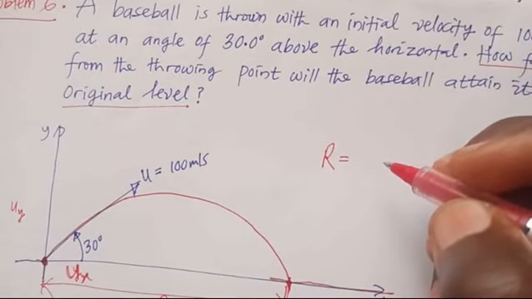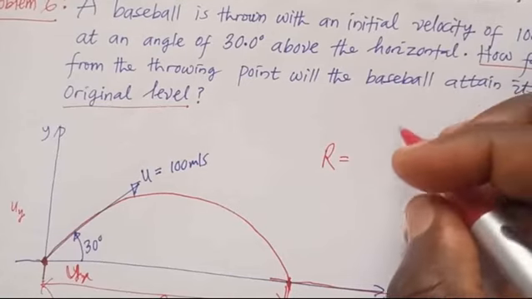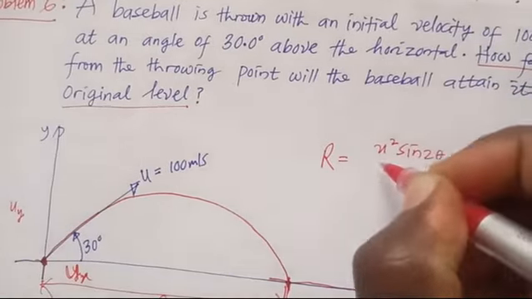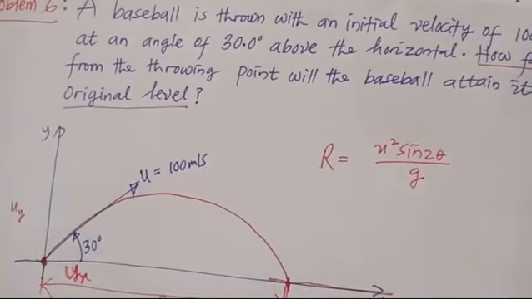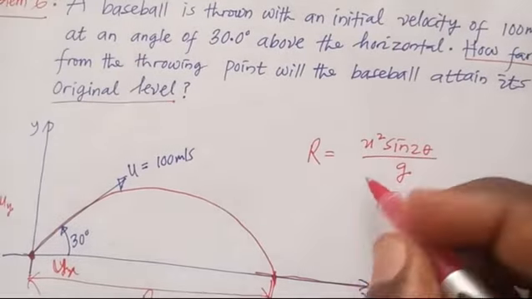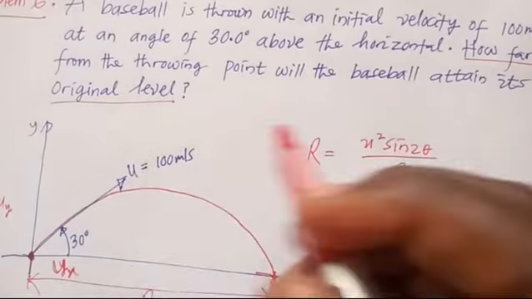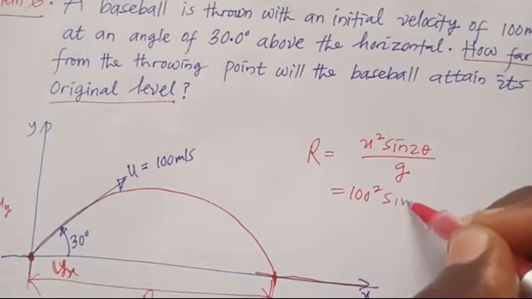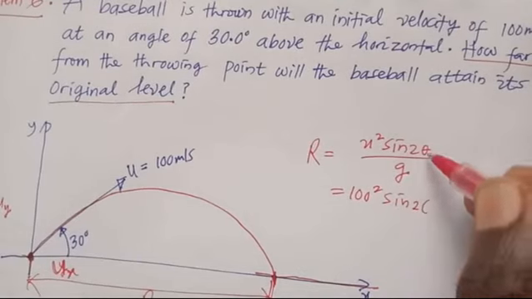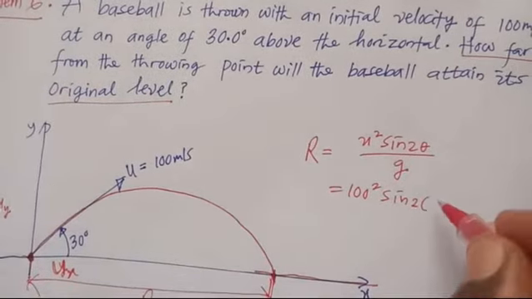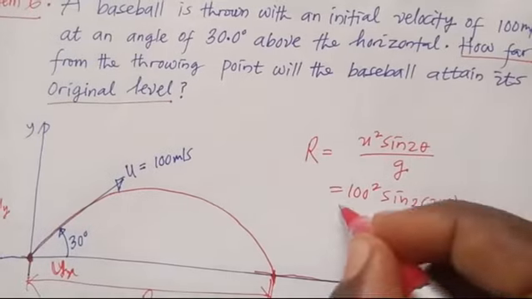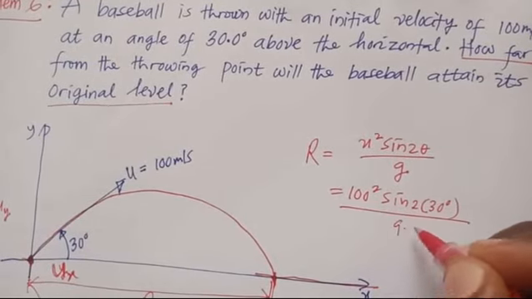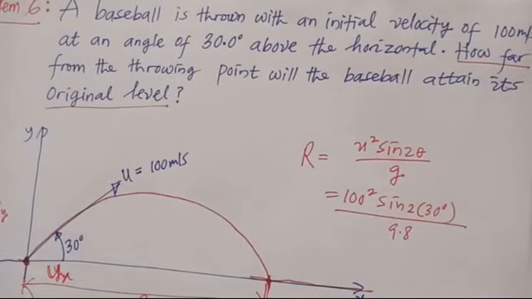Okay, r is equal to u squared sine 2 theta divided by g. This will give us the range, and this is equal to our u is 100, so we say 100 squared sine 2 into theta, and our theta is 30 degrees, divided by our g, 9.8.